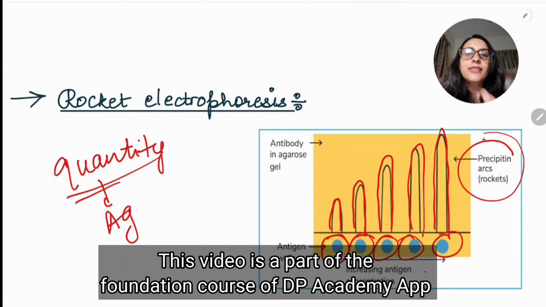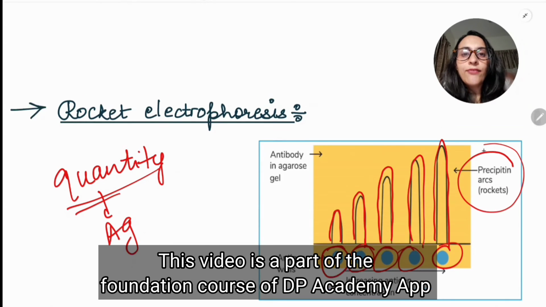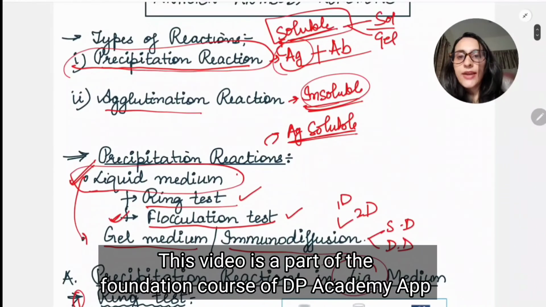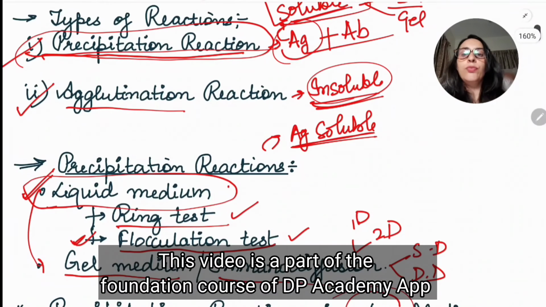Now we have finished with the precipitation reaction. We have covered that there are two kinds of reaction. One is the precipitation reaction. Another one is the agglutination reaction. We have finished with the precipitation reaction. The precipitant rings are formed, floccules are formed. All of these are kinds of precipitation reaction in which the antigen is soluble.